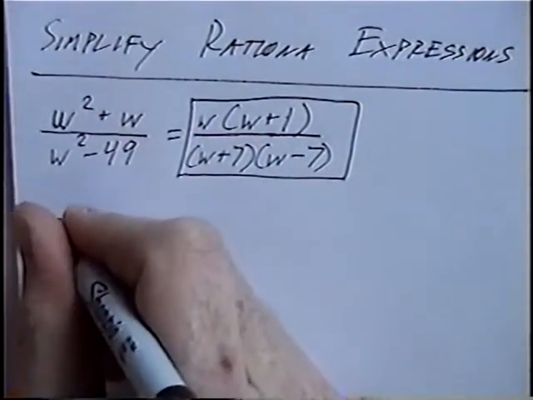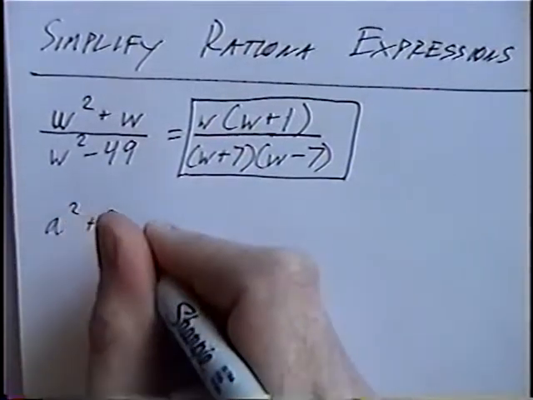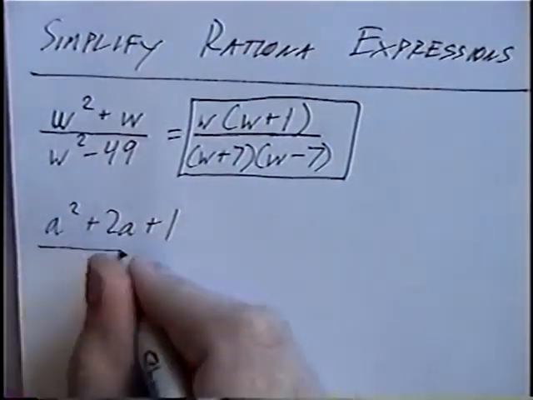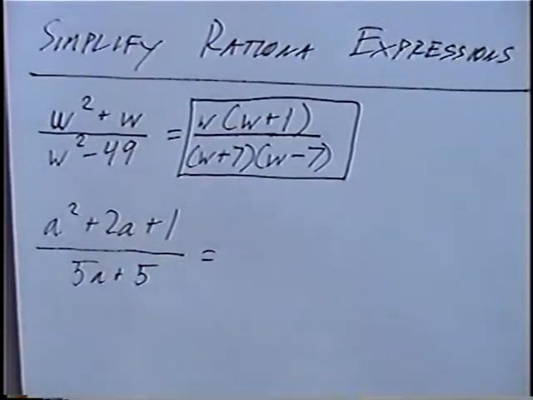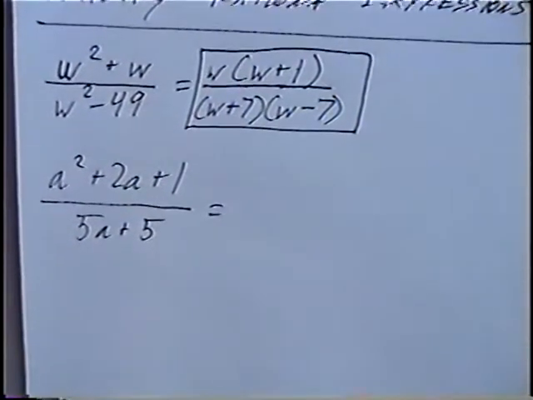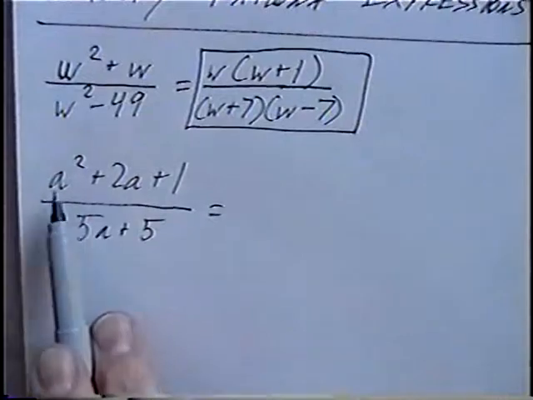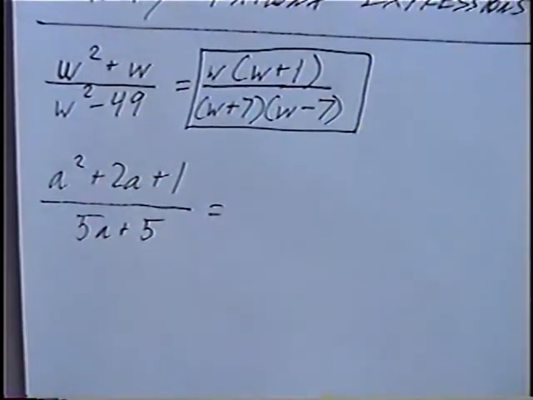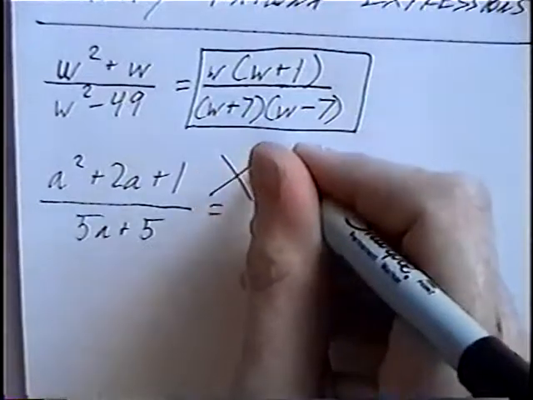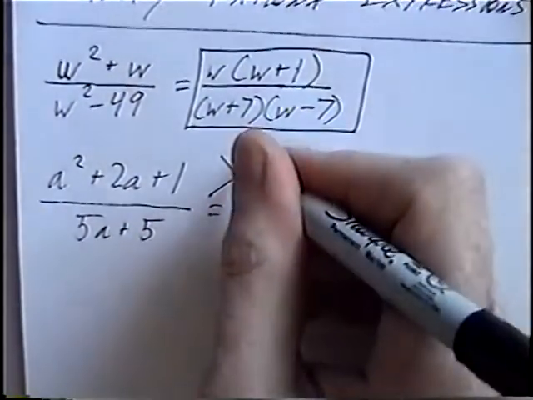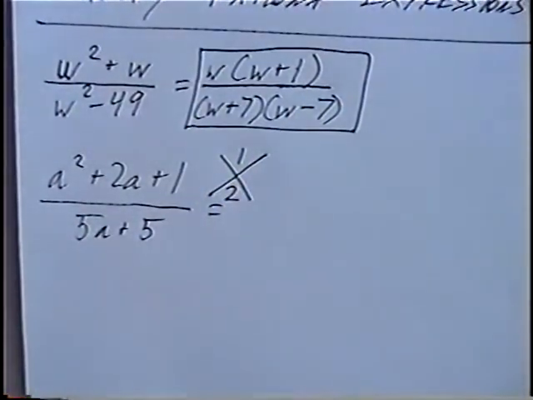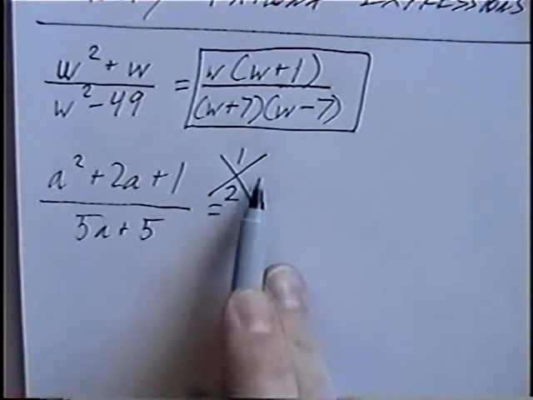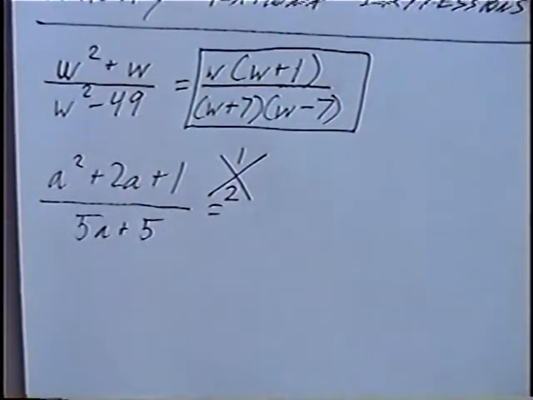Next question for this section is a squared plus 2a plus 1, divided by 5a plus 5. In this question, we have a trinomial for the numerator, a squared plus 2a plus 1. In that case, we can draw the x to factor. The last number 1 goes on top of the x. The middle number 2 goes on bottom of the x. And we need two numbers that multiply to get 1, and the same numbers add to get 2. In this case, it would be 1 and 1.